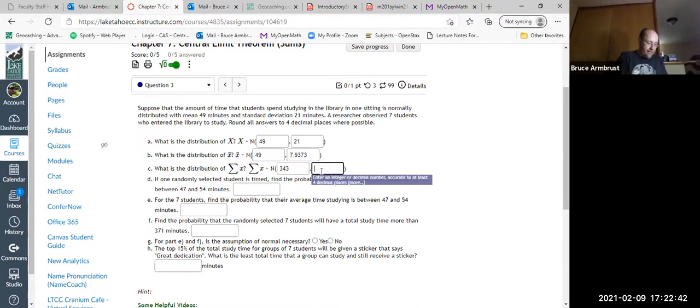And then for the standard deviation, this time, instead of taking 21 and dividing by the square root of 7, we're going to take 21 and multiply by the square root of 7, which gives me 55.560708 if I go to 4 decimal places. So again, that one came from the square root of 7 times 21.